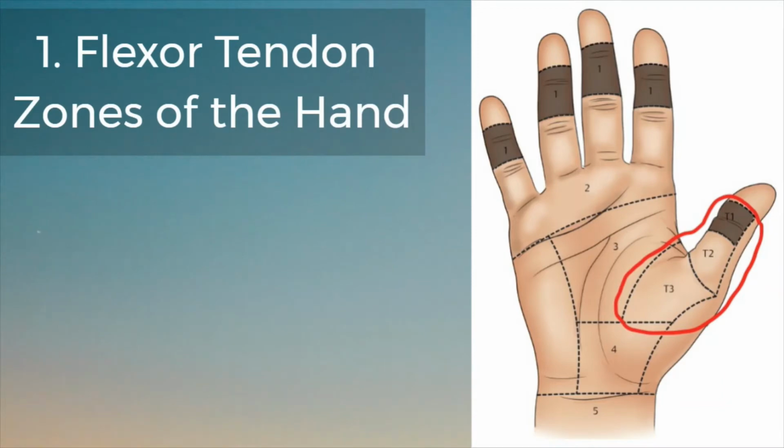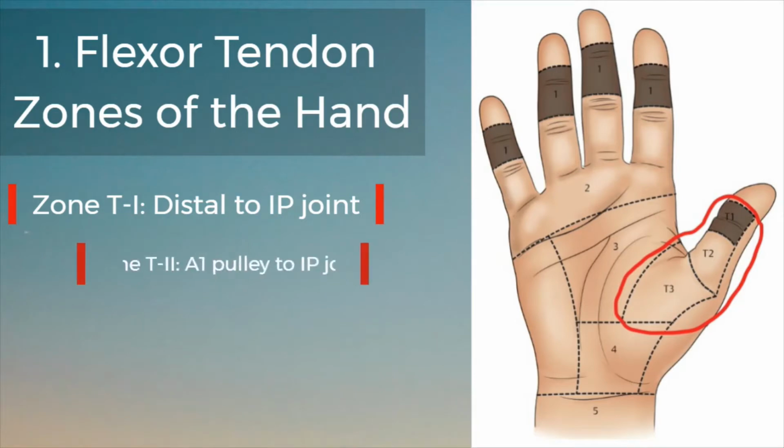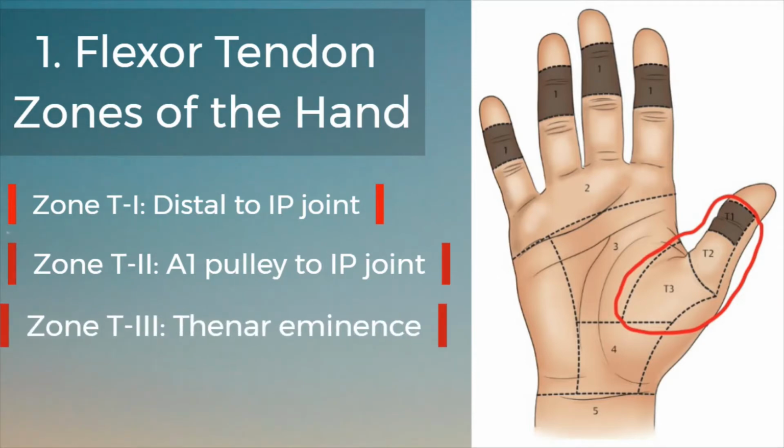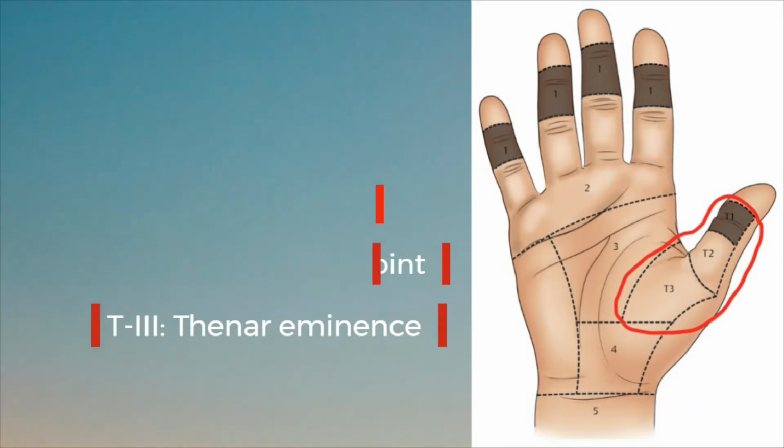For flexor tendon zones of the thumb, the Zone T1 region is distal to the thumb IP joint. The Zone T2 area is from the A1 pulley to the IP joint. The Zone T3 area consists of the thenar eminence, and it may be helpful to keep a picture of all flexor zones handy when going over post-op protocols.